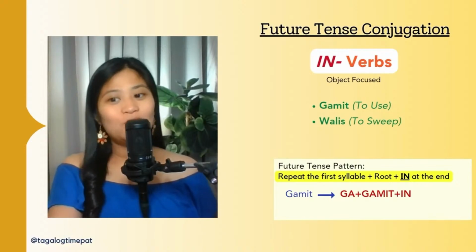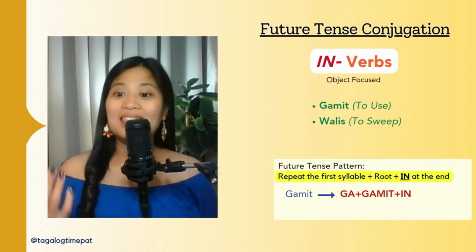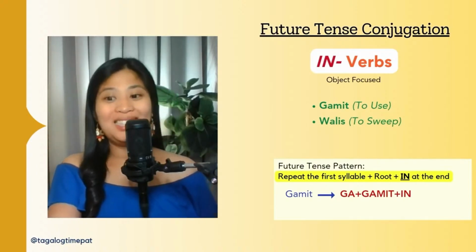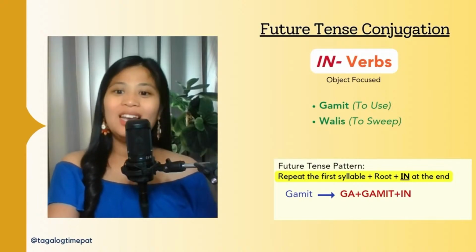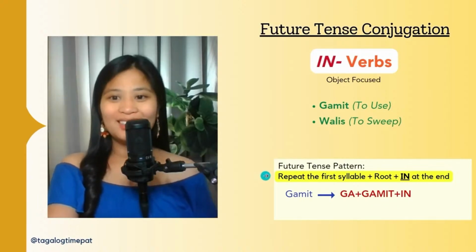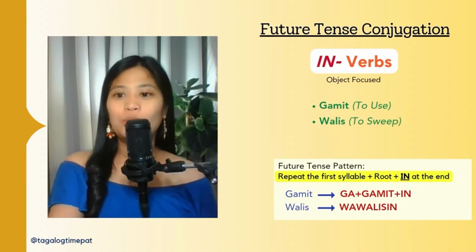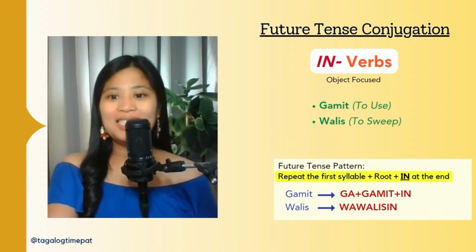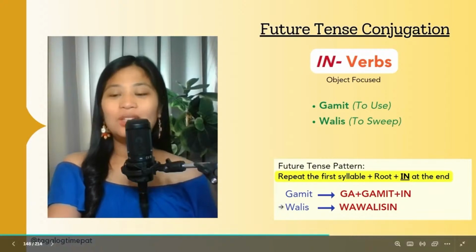So this is very interesting. We haven't seen a suffix yet, so the in goes at the end of the word. This is the first time we've seen this. You jot it down. What do you think walis, to sweep, will be in the future tense? Just use this pattern. All right, walis in the future tense will be wawalisin. Wawalisin ko yung sahig. I will sweep the floor. Wawalisin. So again, you just repeat the first syllable, then it's the root, and then in goes at the end.